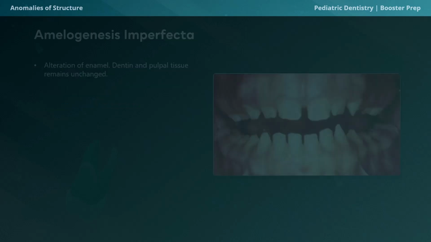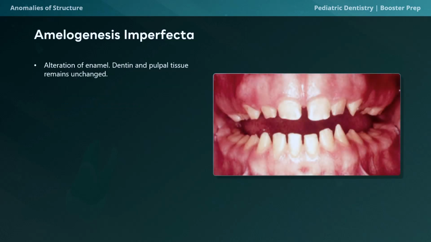Next, we'll discuss Amelogenesis Imperfecta. Amelogenesis Imperfecta is a genetic condition characterized by alterations in enamel formation while the dentin and pulpal tissue remain unchanged. It arises due to a disturbance in the Bell stage of tooth development. This disruption affects the subsequent stages of enamel formation, leading to the characteristic thin or absent layer of enamel observed in individuals with this condition.